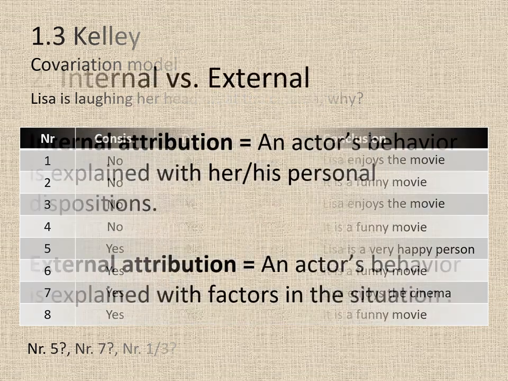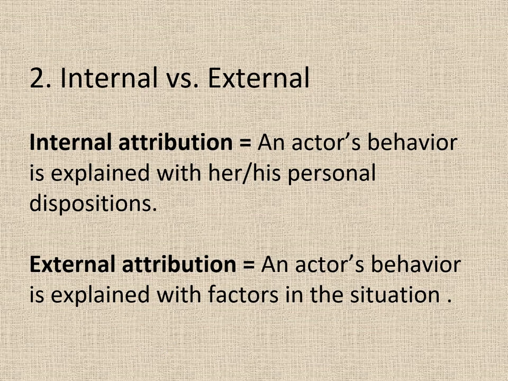So now we come to the main distinction that has been made in the attribution field. The distinction between internal and external attribution. And I already mentioned this. Internal attribution, we explain an actor's behavior with his or her personality, his or her personal dispositions, his or her opinions or something like that. It has something to do with the actor. Or external attribution. We explain the behavior with situational factors. Something in the situation that makes the actor behave like this in this situation.